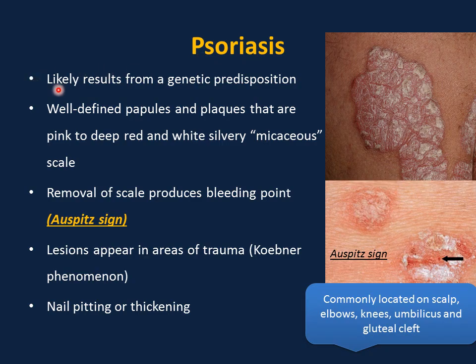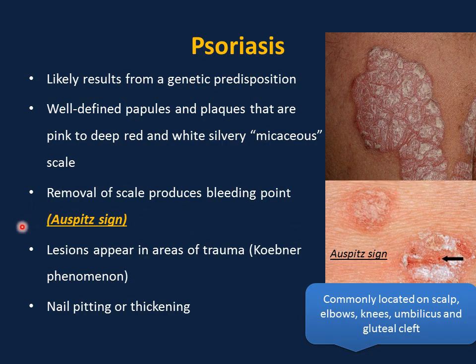Psoriasis. Psoriasis likely results from genetic predisposition. It presents with well-defined papules and plaques, as you see here. This is a plaque covered with a red, white, silvery scale. Removal of the scale, as in this case, will leave spots of bleeding and is well known as Auspitz sign.